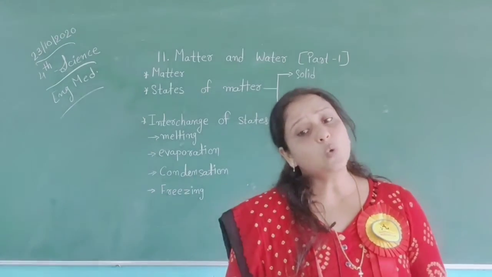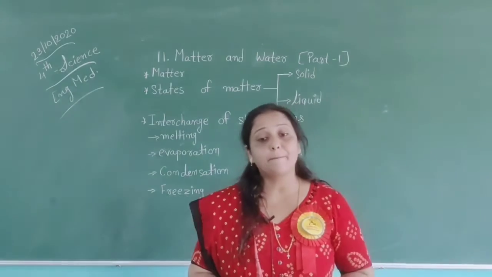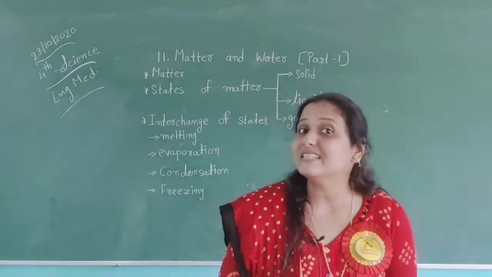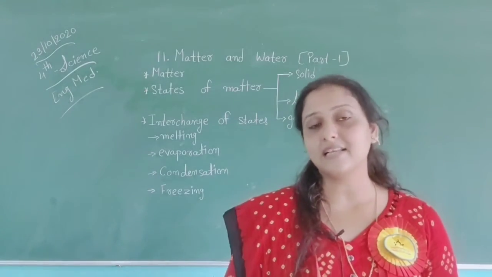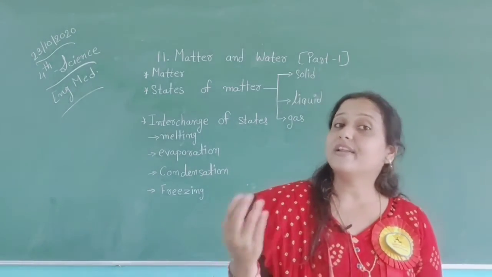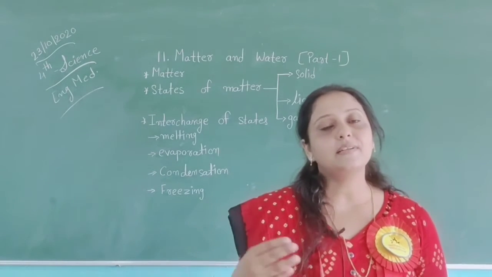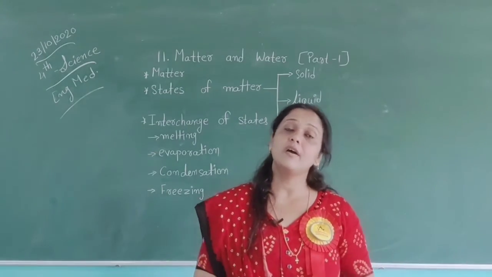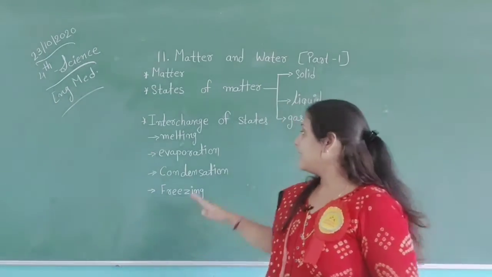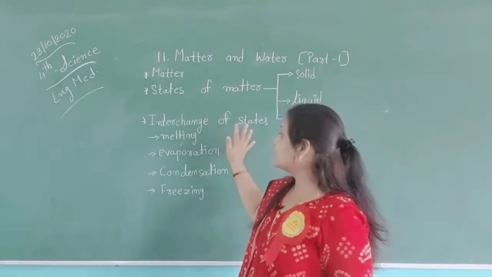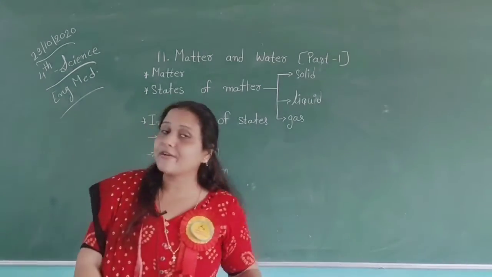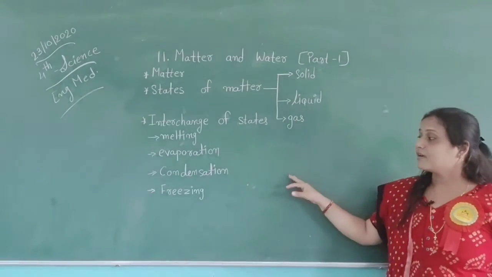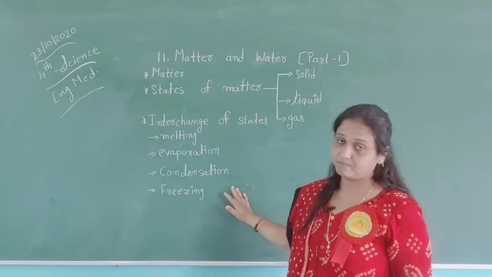When a liquid is cooled down or its temperature is reduced, it becomes solid. This process is called freezing, as in my first example of water. When we put water in the refrigerator, in the freezer, after some time the water will convert into ice form. This is called freezing. So in interchange of states, we have four processes. Which four? First is melting, then evaporation, condensation, and freezing.